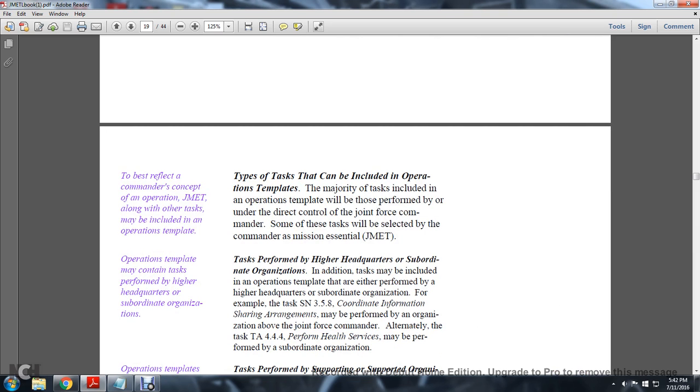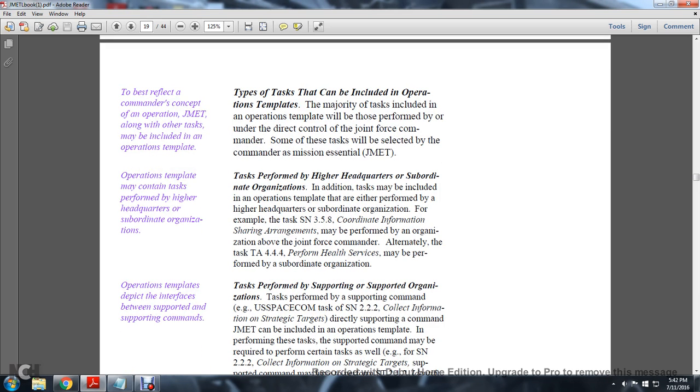To best reflect the commander's concept of operation, the joint mission essential tasks, along with other tasks, may be included in any operational template. One type of task that can be included in the operational template is a major task. The operational template will focus on those forces under the direct control of the joint force commander. Some of these tasks will be selected as the commander's joint mission essential tasks.